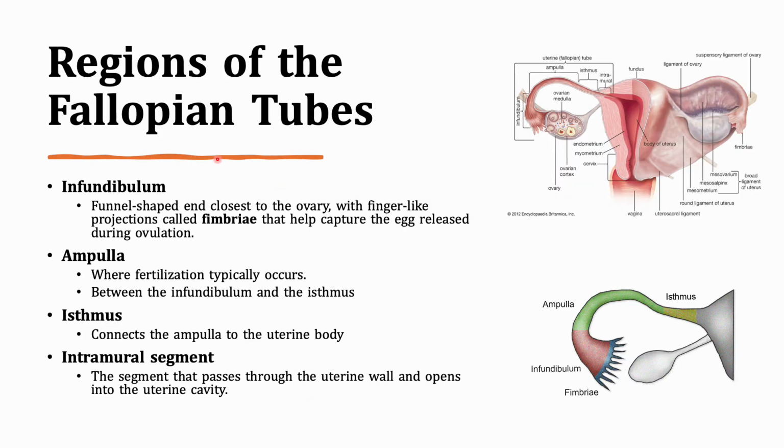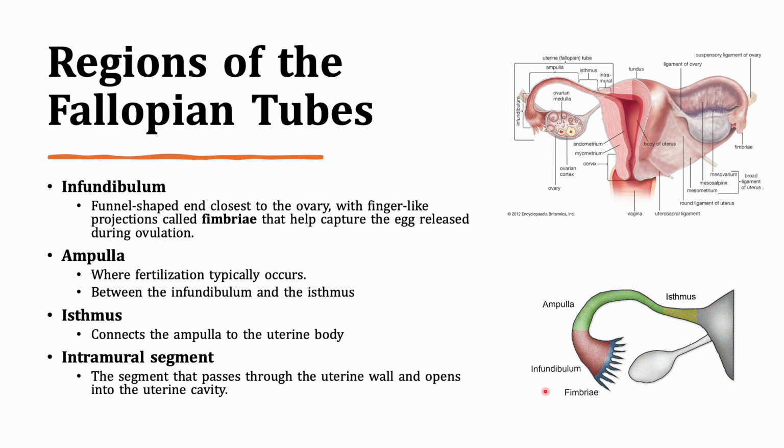So now I wanted to talk about the regions of the fallopian tube. So I'm looking at this image right here for starters. This is kind of like a bare bone, color coordinated image. So just to orient ourselves, this is the uterus, and this is going to be the fallopian tube, and this is an ovary.